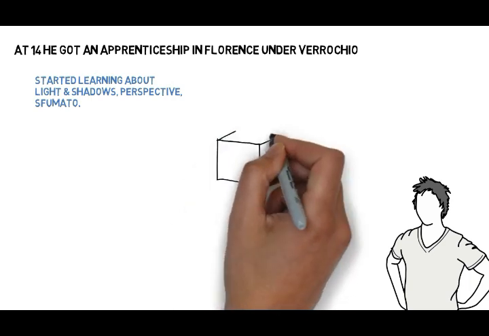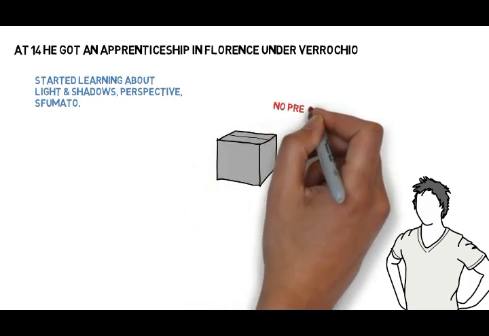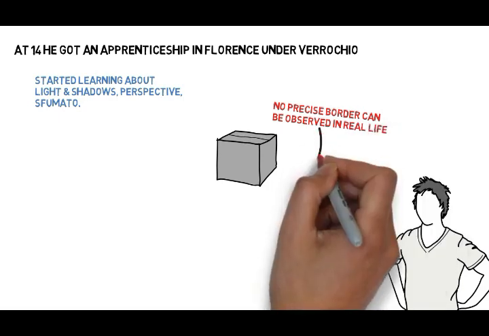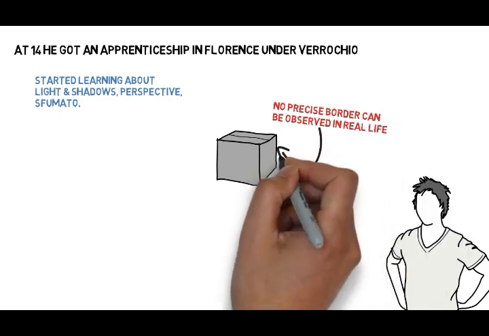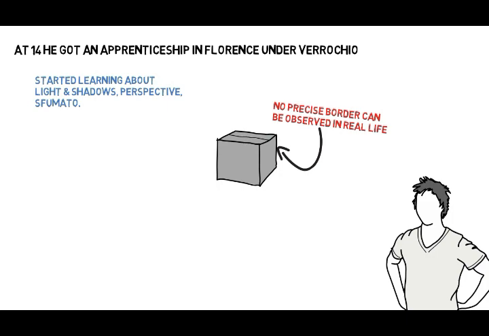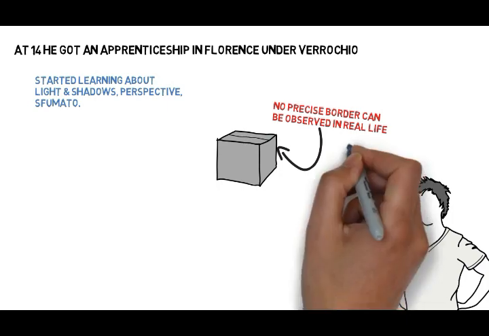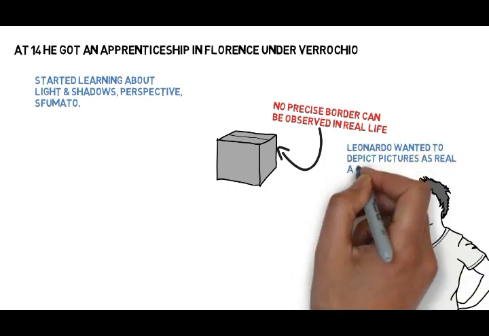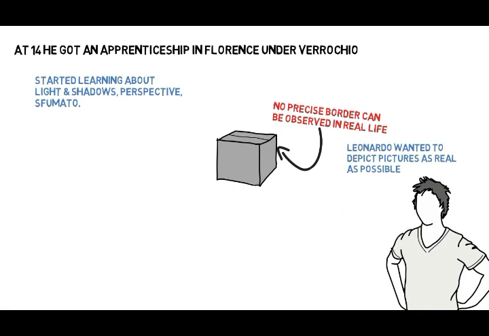If in real life you closely observe an object's boundaries, you will see that there is no precise line or border which separates the object from the rest of the space. Now, in reality, this is actually what happens, and Leonardo, with his curious and eager-to-learn mind, always wanted to depict subjects in his paintings as real as possible. Now, this is one of the facts that distinguished Leonardo from other painters of his time.